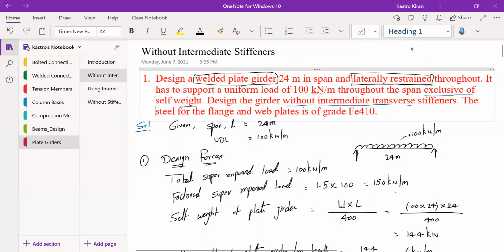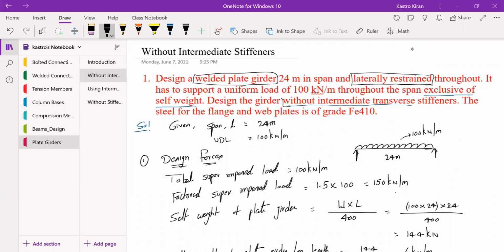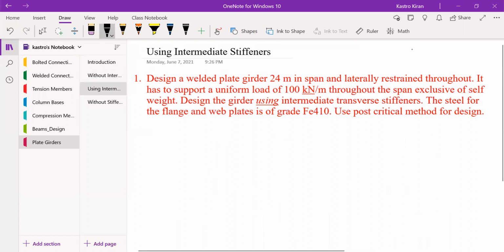The data, whichever we have used in the first problem, that is 24 meter span, 100 kilonewtons per meter of uniformly distributed load, everything remains same. Except in problem one, we did it without intermediate transverse stiffeners, but here we are going to use intermediate transverse stiffeners. That's the only difference between the problems. Apart from that, the data remains same.